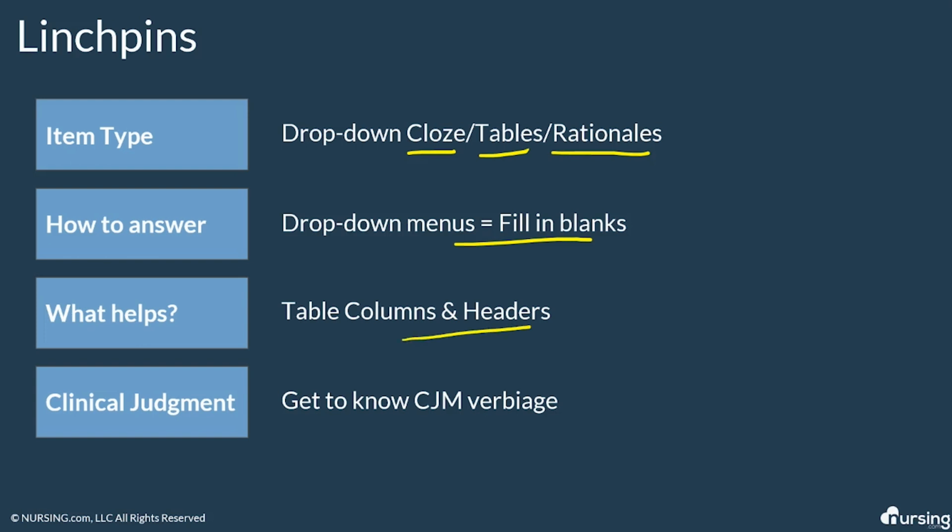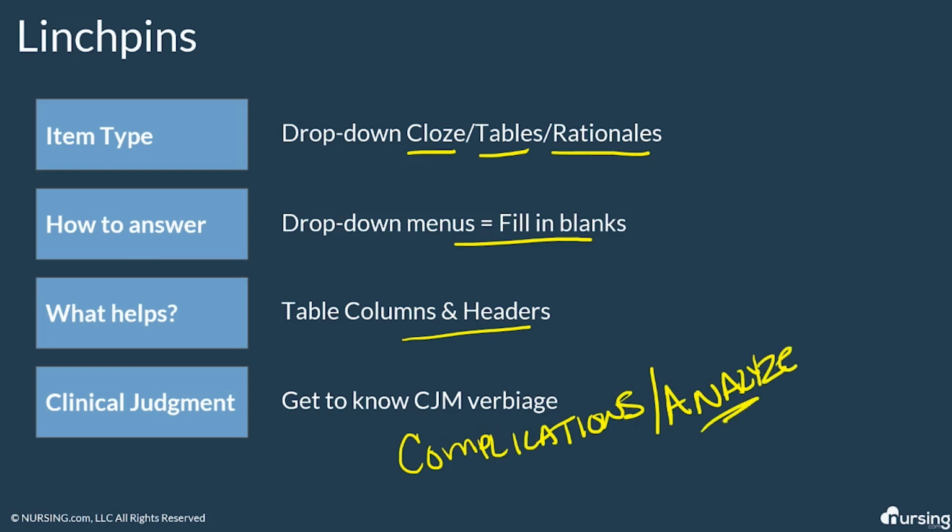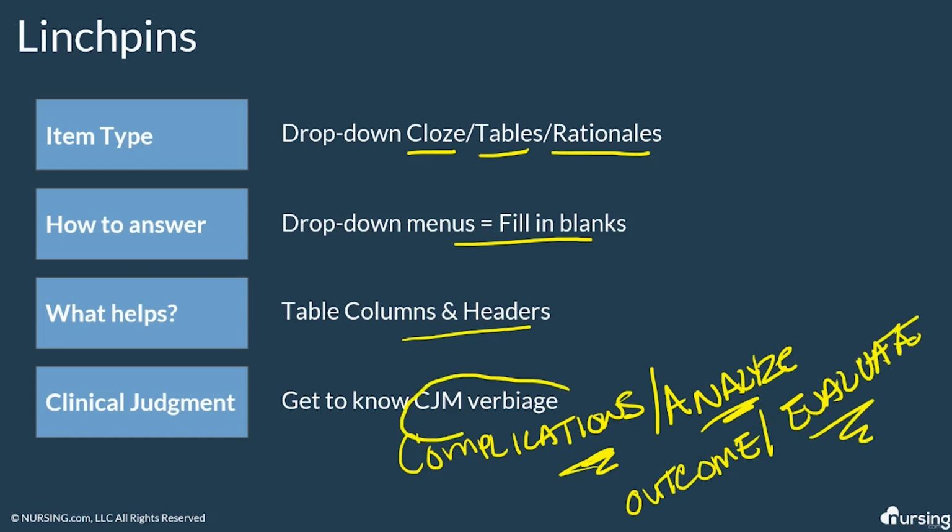And then get to know your clinical judgment model, because there may be some words in there that are hidden, right, in the columns. So if you see something like maybe complications, or you might see something like analyze, right? So it just depends on what verbiage they're using. Perhaps you'll see the word outcome, but really, what are they having you do? Evaluate. So get to know clinical judgment model verbiage.